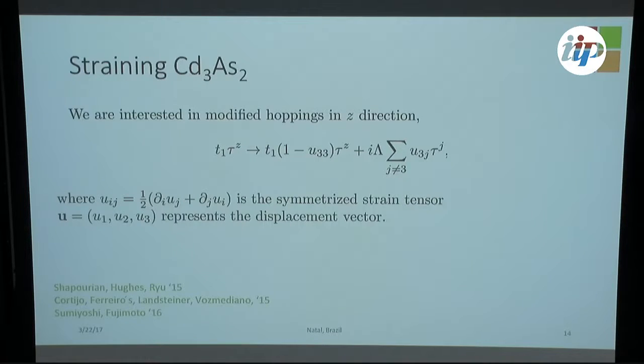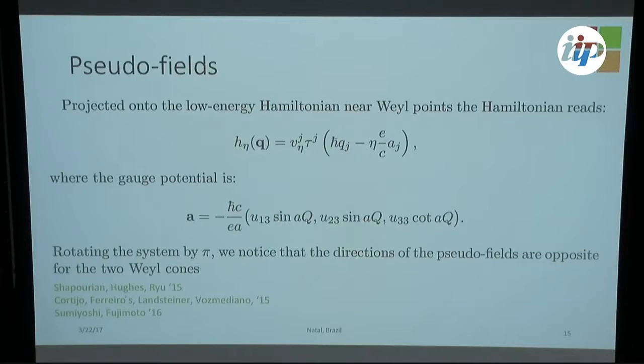Right. And then to obtain how this enters the low energy theory, one needs to project this change in the Hamiltonian onto the low energy theory. And then what one gets is the term which enters the Hamiltonian as a vector potential. These vector potential elements are the elements of the strain tensor multiplied by factors dependent on the lattice constant and distance between Weyl points.